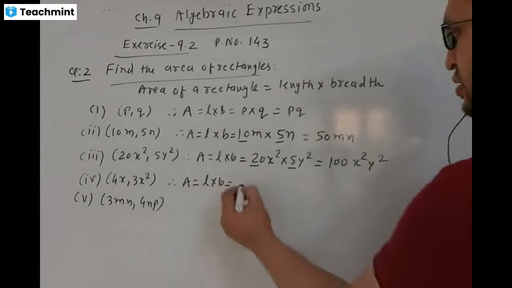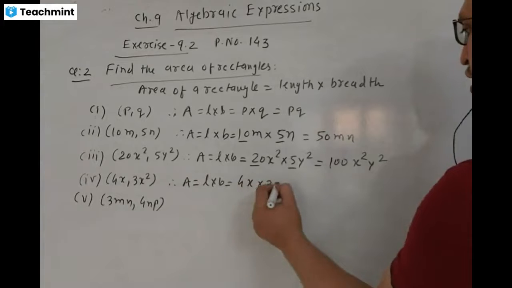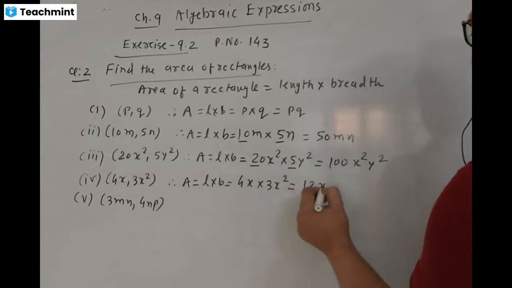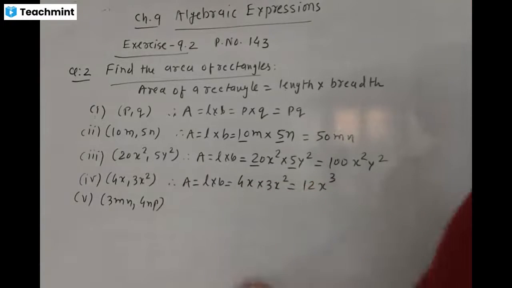Length is equal to 4x. Breadth is equal to 3x square. And 4 3s are 12. X into x square, that is x cube.